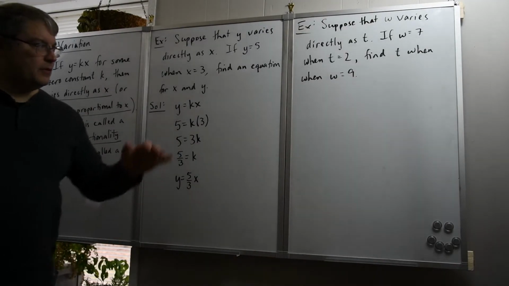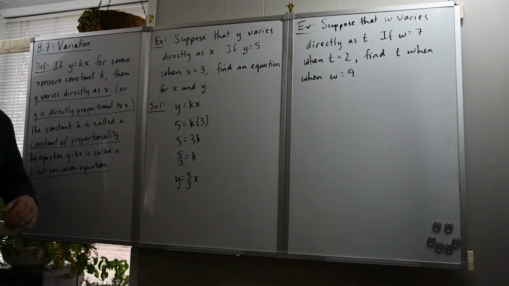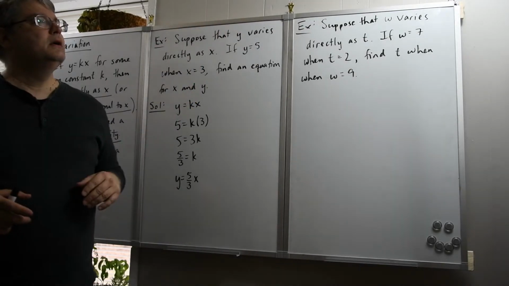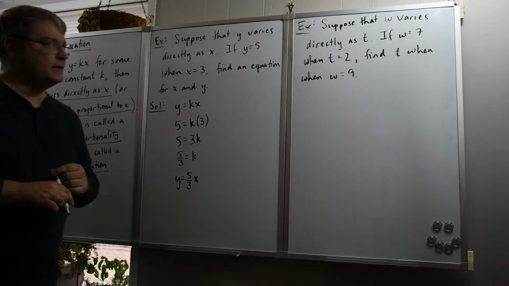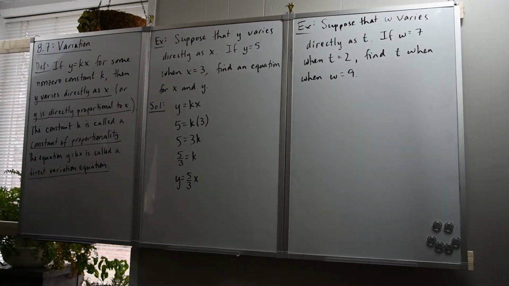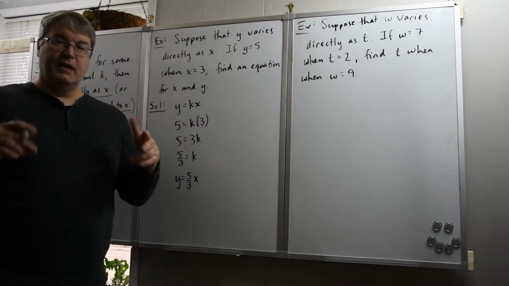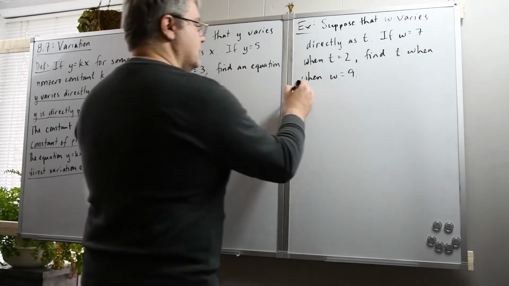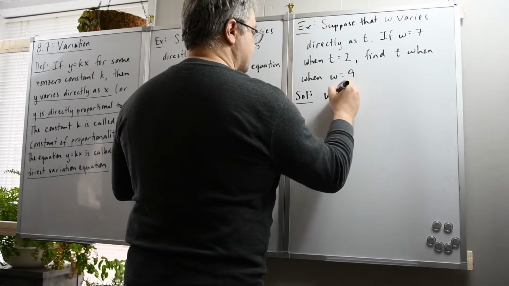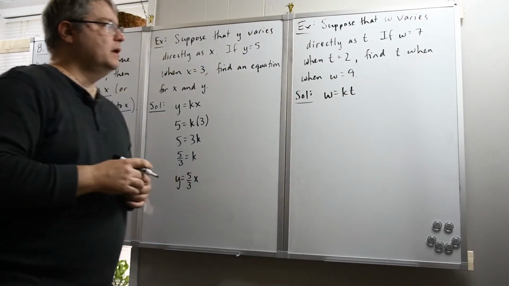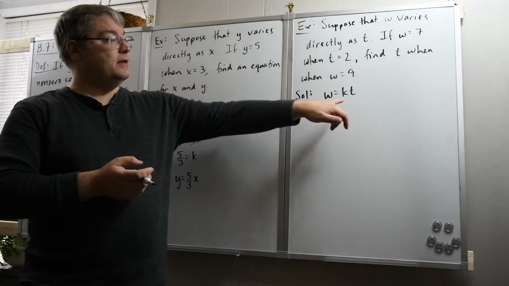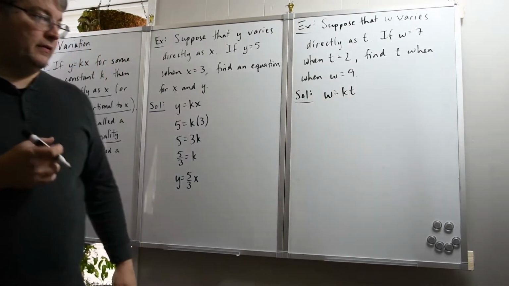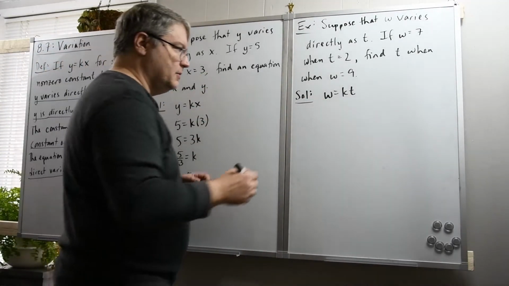Now we're going to start this example pretty much the same way we started the previous one. Obviously we're not using x and y because the w and t are given here instead. But we are going to realize that w varies directly as t is going to translate into the same type of equation we have here. It's just that we're going to get w is equal to k times t. We're given that w is equal to 7 when t is equal to 2, and that's going to enable us to figure out the specific value of k that fits into this particular framework.